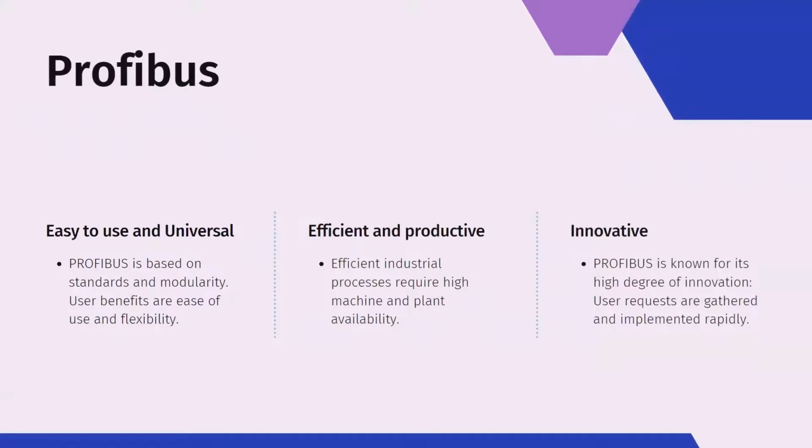Profibus is based on standards and modularity. User benefits are ease of use and flexibility. The single communication protocol enables fully integrated solutions of continuous as well as discrete and safety-related processes to run on the same bus. This eliminates the need for separate systems and allows hybrid automation.